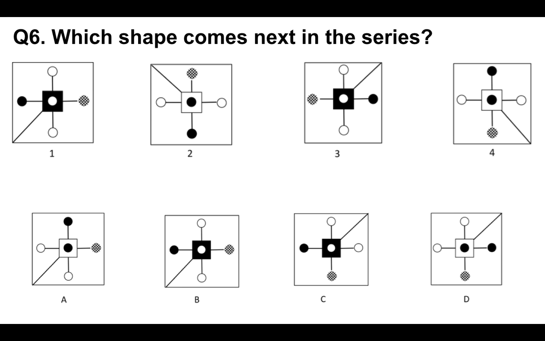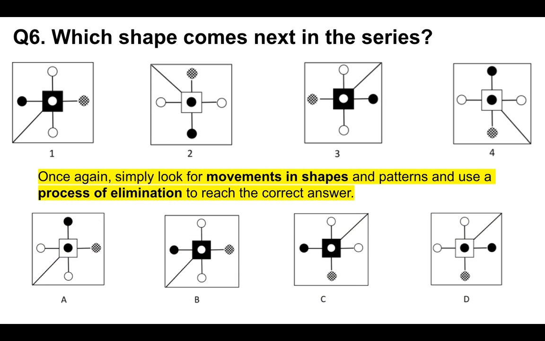Now again, using the exact same process that you and I used before, let's pick one particular element and see how it progresses along the sequence. We're going to simply look for movements in shapes and patterns as before and use that process of elimination. So there's that diagonal line from the center to the bottom left. As it progresses along, it goes to the top left, then to the top right, and then to the bottom right, which means on the next one it would need to be in that position.